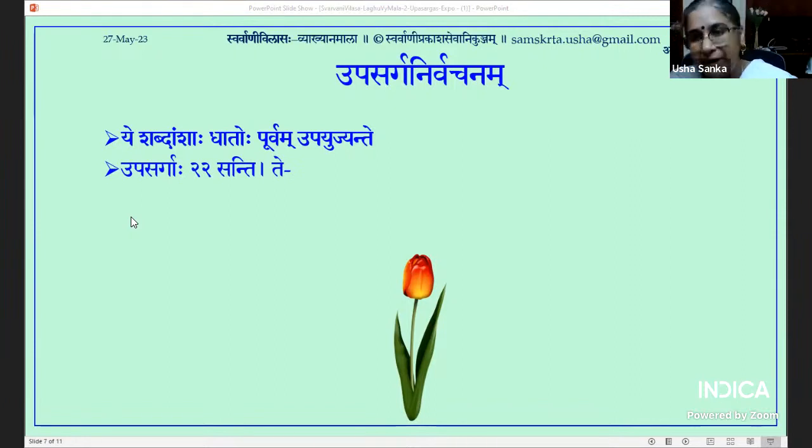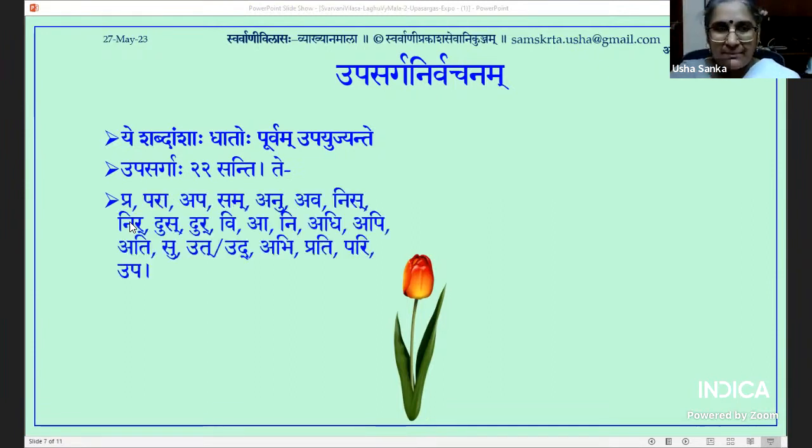And there are in total 22. But you know there are 20 also. Some people say there are only 20. Or Panini Maharshi says 22, so we go for 22. Let us see what they are. Anjane Garu, please read all the upasargas. Pra, para, apa, sam, anu, ava, nis, nir, dus, dur, vi, a, ni, adhi, api, ati, su, ut, ud, abhi, prati, pari, upa. Very good. So these are in the same order that Panini Maharshi has told us.